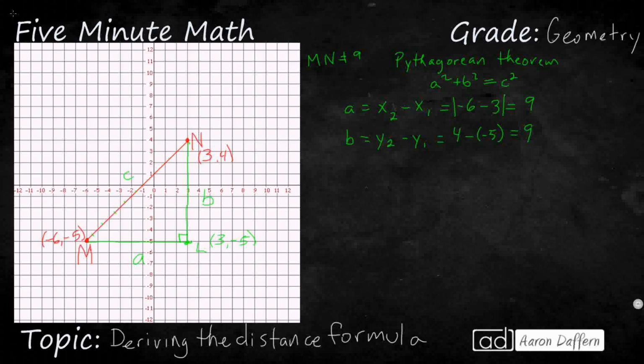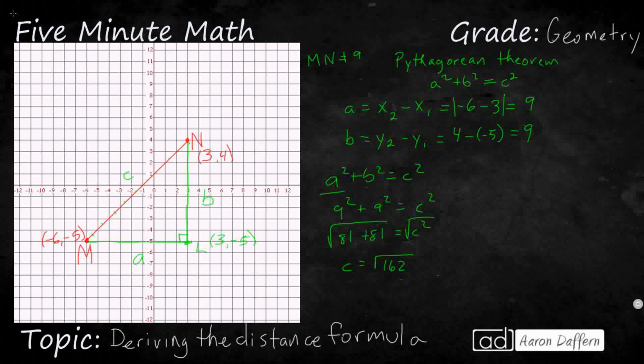So if a squared plus b squared equals c squared, then we can say it's 9 squared plus 9 squared equals c squared, or we can say 81 plus 81 equals c squared. And how do we get rid of that c squared? Well, we take the square root of both sides, and that's going to be c equals the square root of 162. But how did we get there?